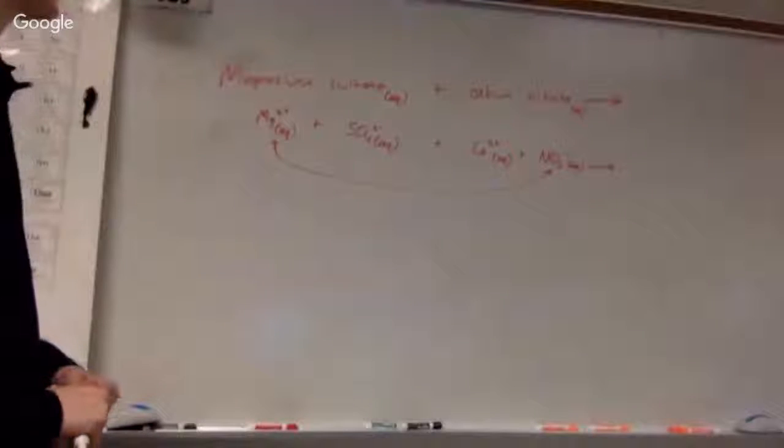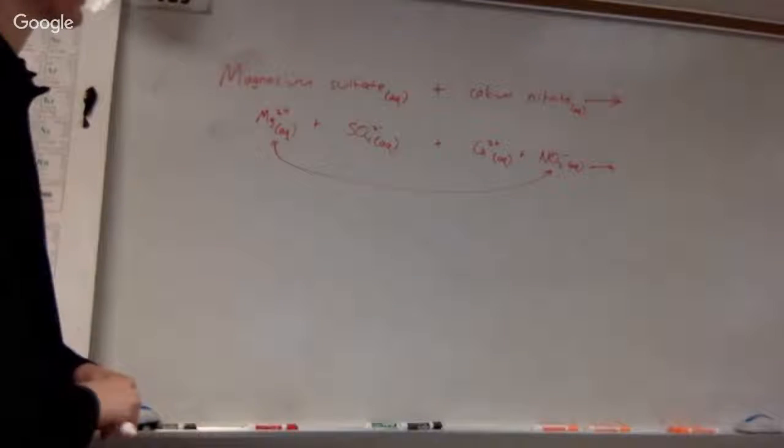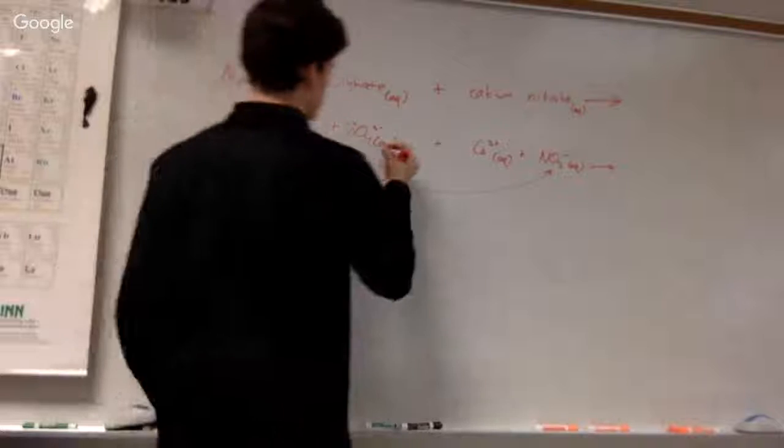Okay, good job. And then isn't the other option going to be SO4 minus and calcium? Can you do a swoopy double arrow for those?